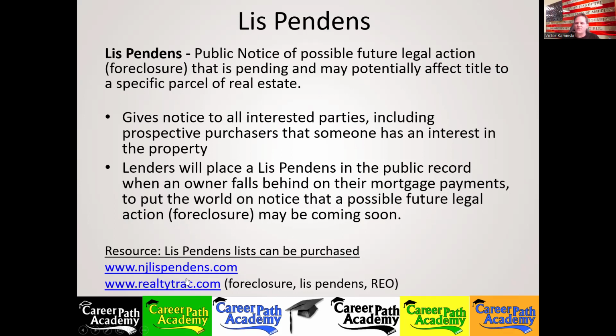So here's some resources if you want to subscribe to one of those lis pendens lists. You know who else may have a lis pendens list that you could subscribe to? Actually, there may be another one you could add there. It's a tool that I told you about, and the name of that tool is slipping my brain right now, but I can look it up real quick.